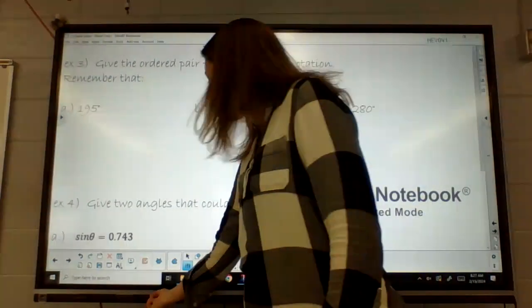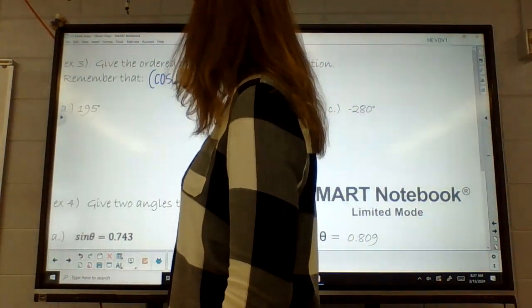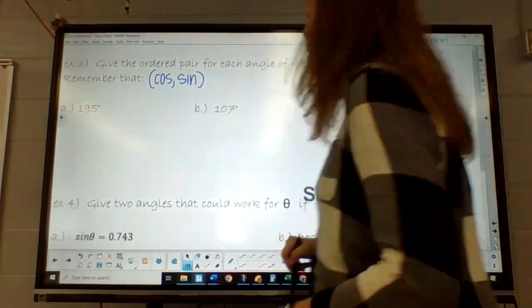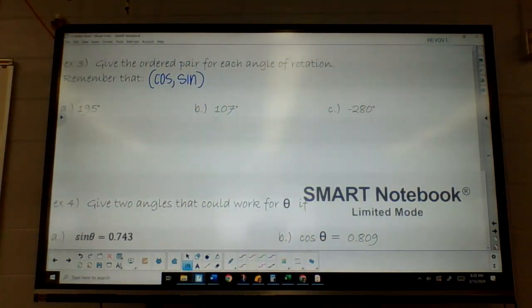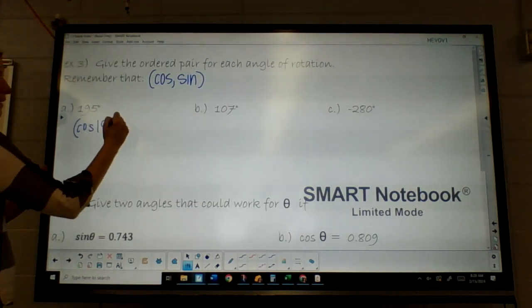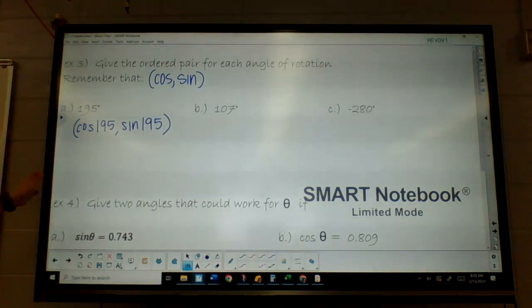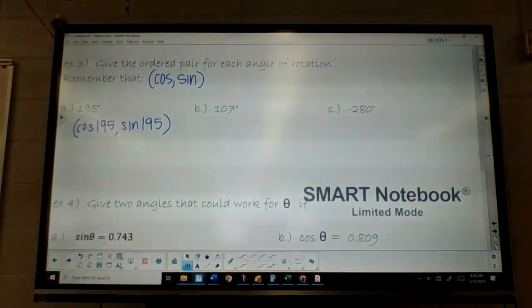So it says to remember that we have the coordinate point of cosine, comma, sine. And they want us to give the ordered pair for each angle of rotation. It's a weird question, but literally they're asking us to do this in our calculator and tell them what the cosine of 195 is and then what the sine of it is, and just give it as a decimal. So basically they're asking you to do cosine of 195, comma, sine of 195 as a decimal. Because 195 is not one of our nice numbers.